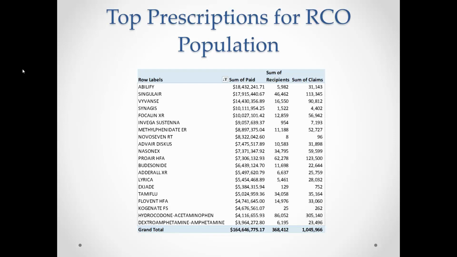As we look at this, you can see the most expensive specific drug we pay for is Abilify, and you can see down the list the different drugs included with the total amount paid, the number of recipients, and the number of claims. Again, all of these costs are associated with just the population included in the RCO, and those that were excluded, their costs were excluded from this. But this is only the claims cost. It doesn't include any other costs.